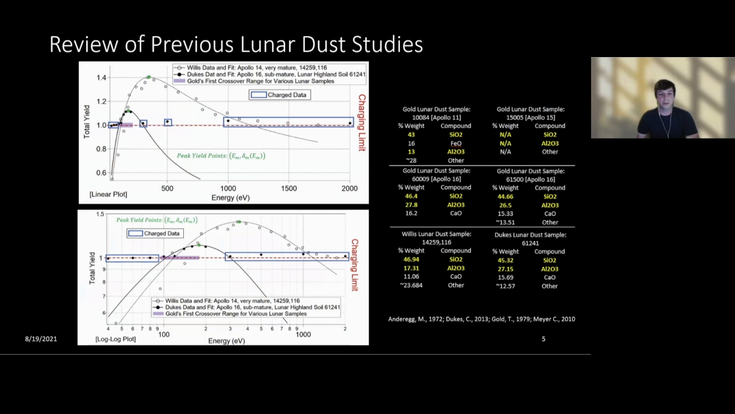This slide shows two plots of the same data taken of lunar dust by 3 previous research groups. It should be noted that Dukes' sample data is almost completely charged, as evidenced by yields very near the charging limit of 1 across the energy spectrum, and a total yield maximum of less than 1.1. Willis' sample has charging near the higher energy points, and Gold only reported yields of 1, the first crossover energy. Therefore, the majority of the data is pretty much 1, which indicates the samples were very charged.